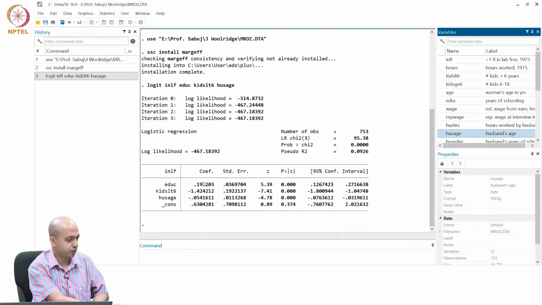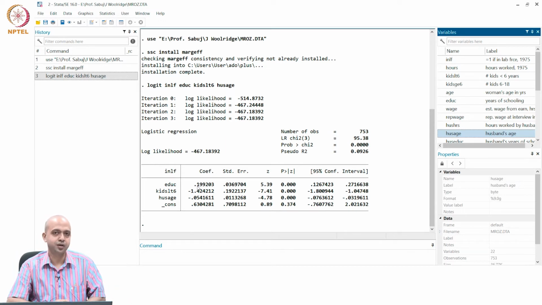From this output, we can say whether there is a positive or negative relationship between a particular variable, let us say education, and labor force participation. Education is 0.19 and highly significant, which indicates that as education increases, the probability of labor force participation also increases. But we cannot take this value as a marginal effect. We cannot say that for a 1 unit change in education this is the change in probability, because our dependent variable is log of pi by 1 minus pi. So, for a unit change in education, the log odds ratio changes by 0.19.